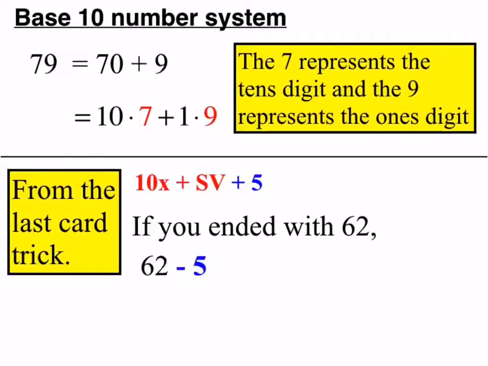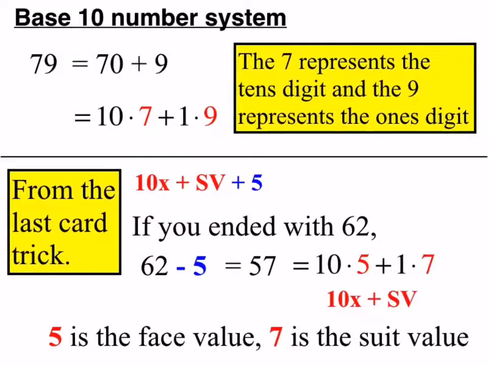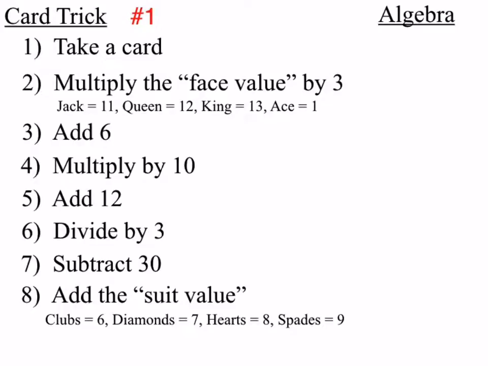If you ended with a 62, I subtracted 5 in my head, the opposite of adding 5, and we ended up with 57, which is 10 times 5 plus 1 times 7. So 5 was the face value, and 7 is the suit value. Okay? But before we even get into creating one together, we're going to do some practicing of the algebra. So could I get all of you to do the algebra for card trick number 1?